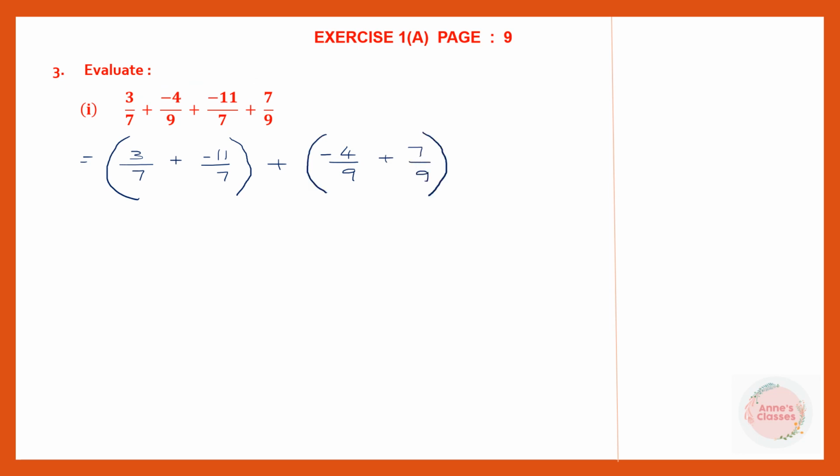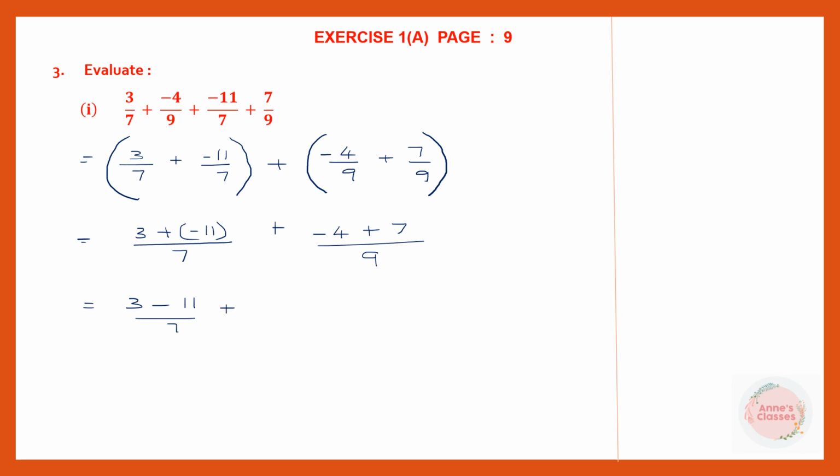So now it becomes easier to work. When the denominators are the same, it's very easy to work because the denominators also remain the same and we just work with the numerators. So this one will now have the denominator 7 and the numerators will be 3 plus minus 11. Similarly, on this side also the denominator is 9, so minus 4 plus 7. So this will be 3 minus 11 by 7 plus minus 4 plus 7 by 9.